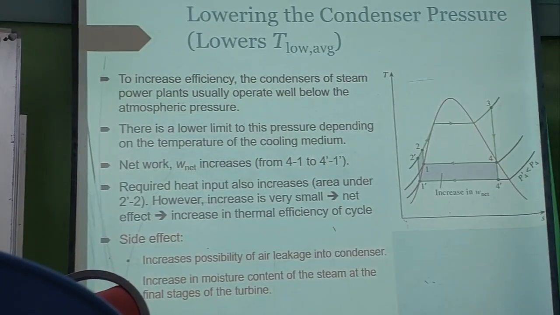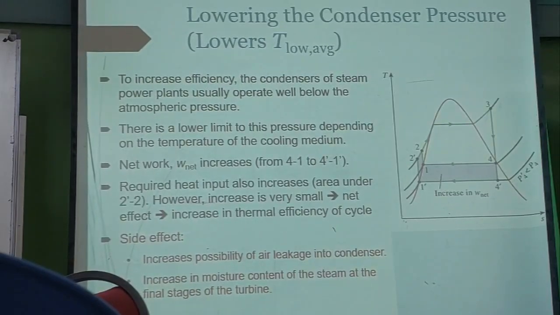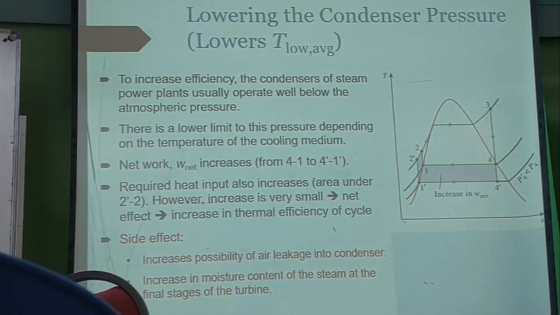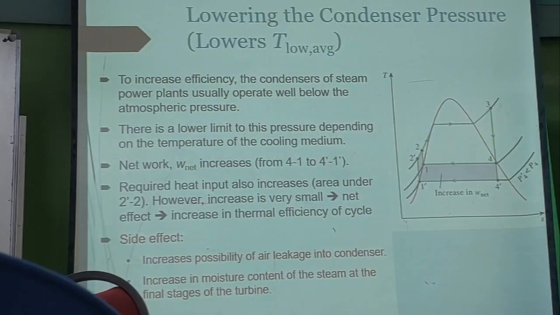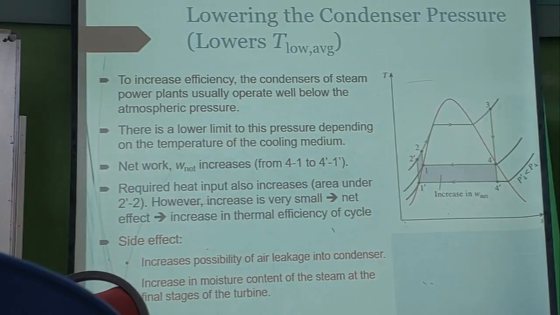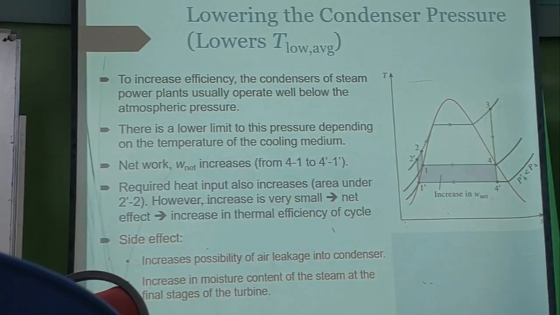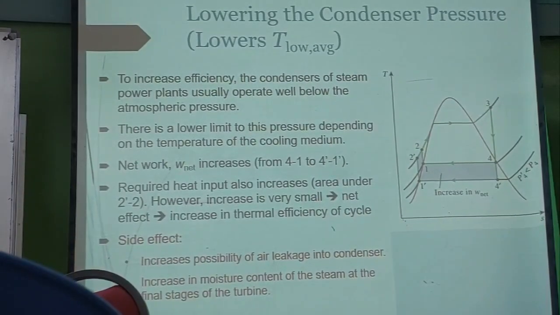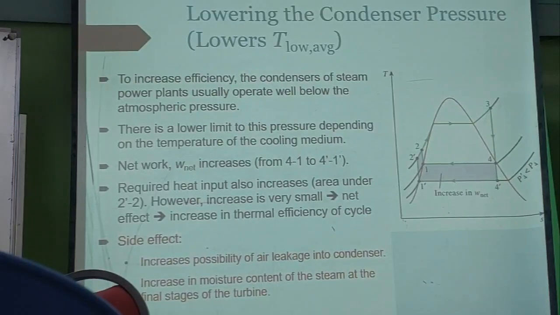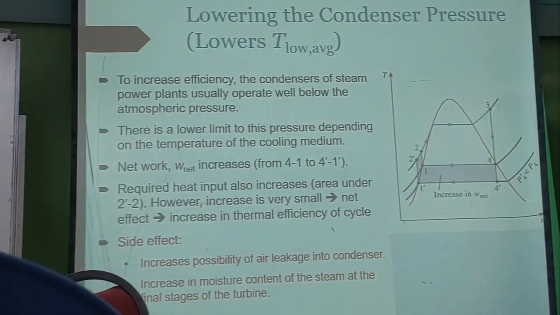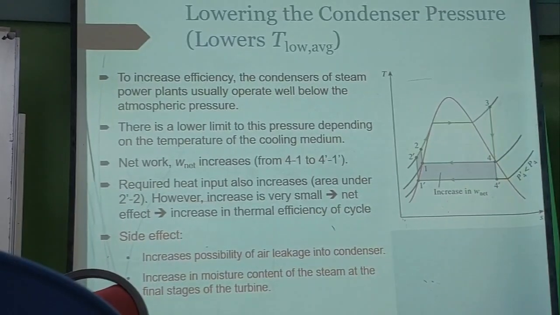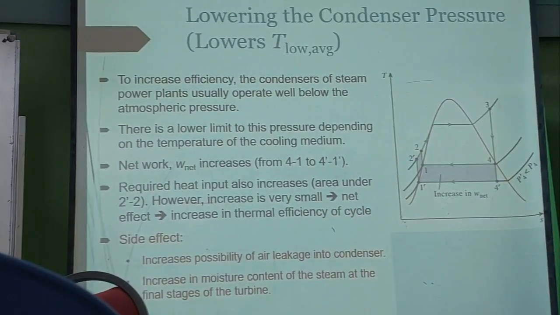So first one, lowering the condenser pressure. To increase the efficiency, the condensers of steam power plants usually operate well below atmospheric pressure. So just now we said we want to reduce the average temperature at which we are rejecting heat. So you can see in the diagram, from 4 we move the whole thing to 4 prime, 1 we move the whole thing to 1 prime, because we are reducing the pressure. Okay, so that's what we mean by lowering the condenser pressure.